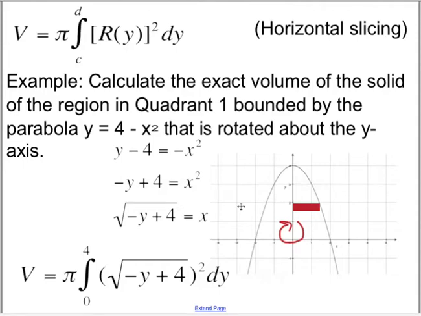It did say to calculate the exact volume. So then you would get 8 when you do the integral in your calculator, and then don't forget to multiply by pi. So the volume of the solid that is created when you revolve this area around the y-axis is 8 pi.